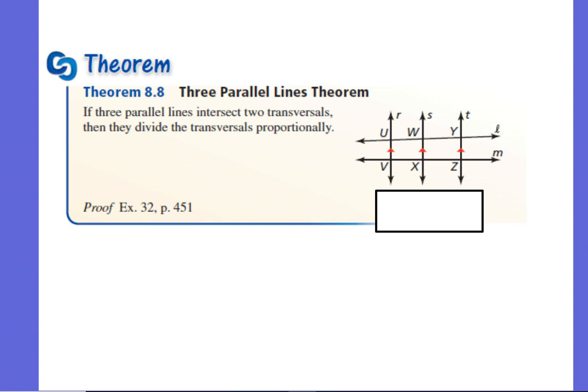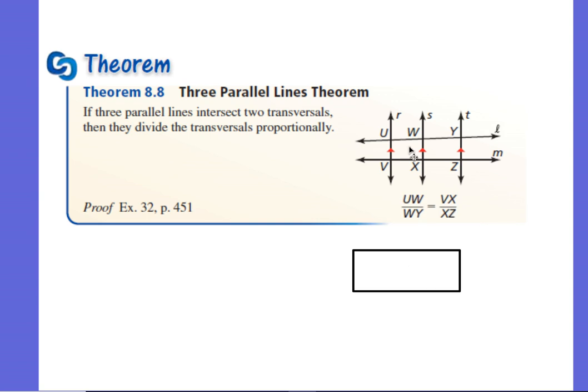Of course, in this example, R, S, and T are our parallel lines. L and M are considered our two transversals to one another. So R, S, and T are parallel. Well, what does this really mean in terms of dividing the transversals proportionally? Well, it means it does it in such a way that this top chunk is to this top chunk, just as this bottom chunk is to this bottom chunk.